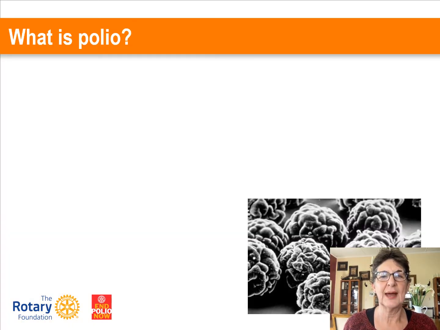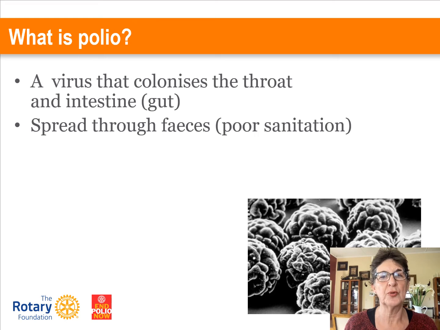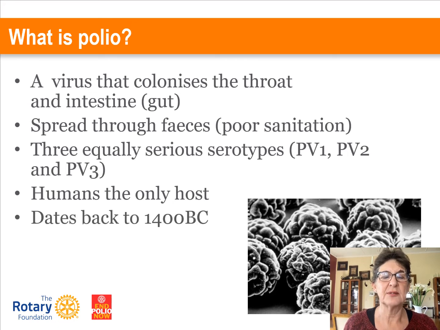So let's have a look at what polio actually is. It's a virus and it can live in the gut and the throat. That means it can be excreted, gets into the sewerage, and then if sewerage comes in contact with drinking water, it can spread that way. There are 3 types of poliovirus, 1, 2 and 3. No difference in how they present, but they are important for monitoring with global eradication. Humans are the only host, and we have a history of polio dating right back to 1400 BC.